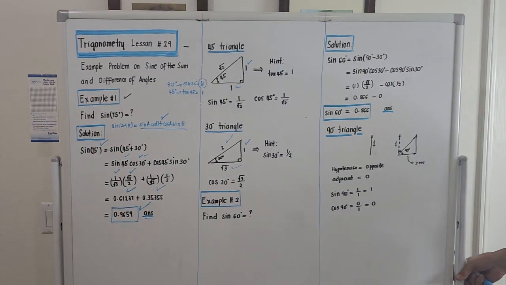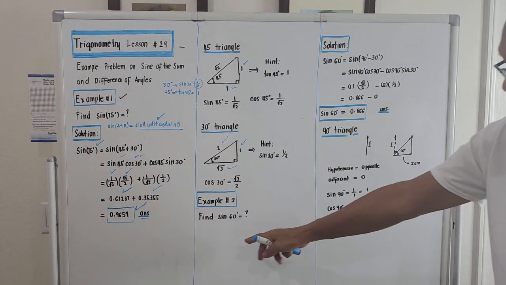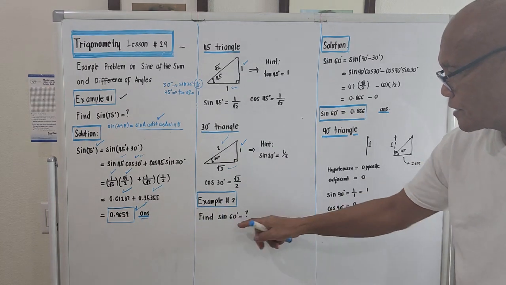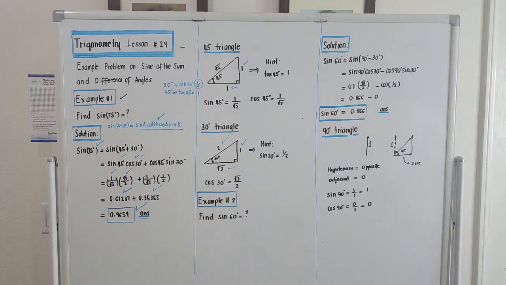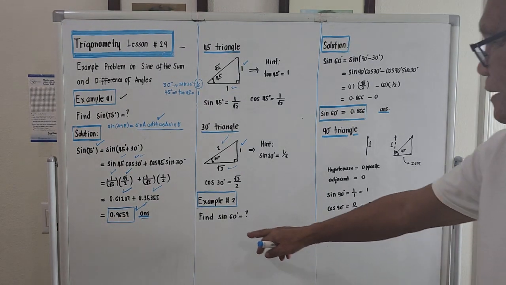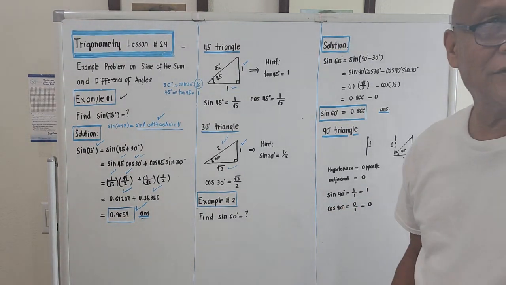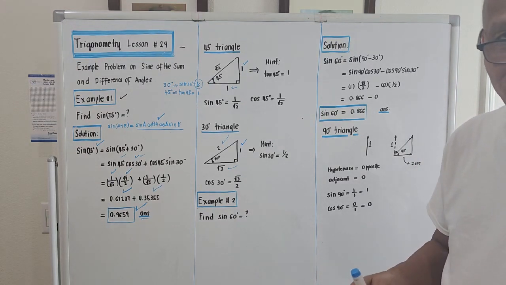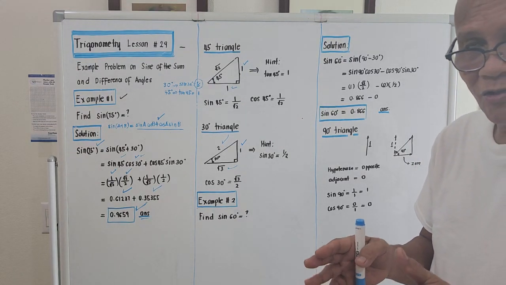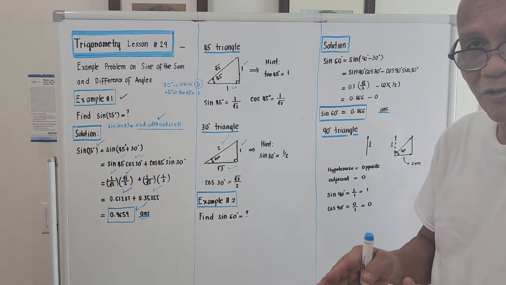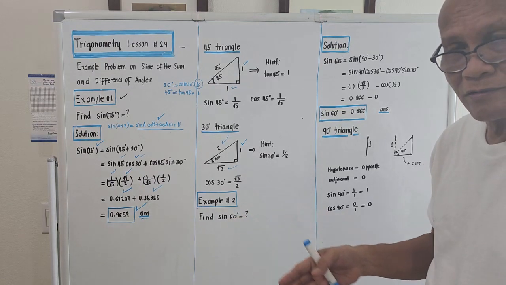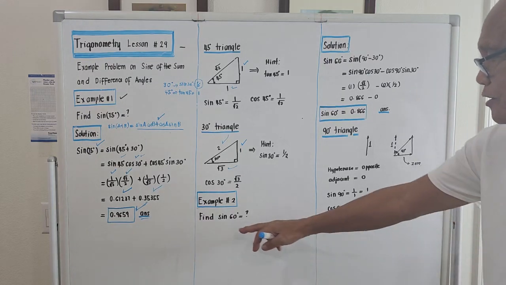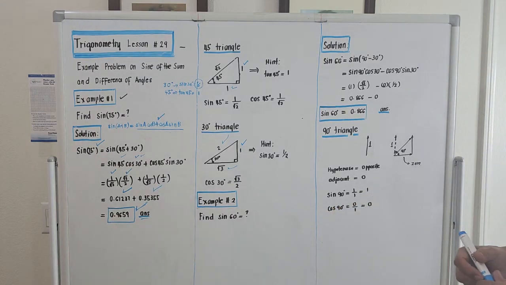For example number 2, it's an easy one. Find the sine of 60 degrees. Actually, the sine of 60 degrees is 0.866, but we wanted the solution of this one to be a solution by using the expansion of the sine of the sum and difference. Okay? For sine of 60 degrees, we'll do it like this.